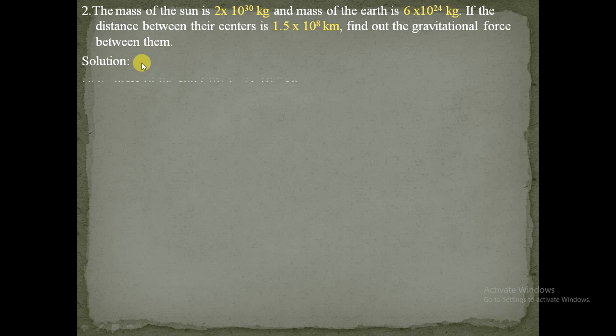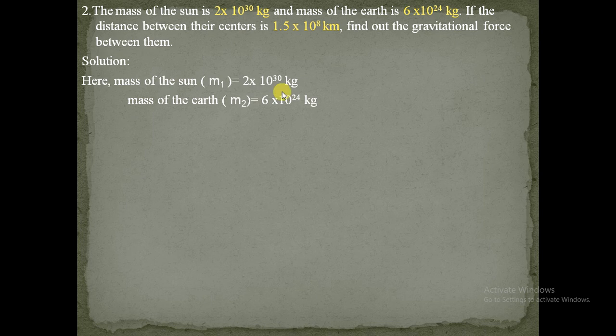So, solution. First of all, let us write what is given in the question. Mass of sun m1 is 2 into 10 to the power 30 kg. It is given in the question clearly. Likewise, mass of the earth m2 is also given, 6 into 10 to the power 24 kg. Like that, the distance between them is given as 1.5 into 10 to the power 8 kilometer.